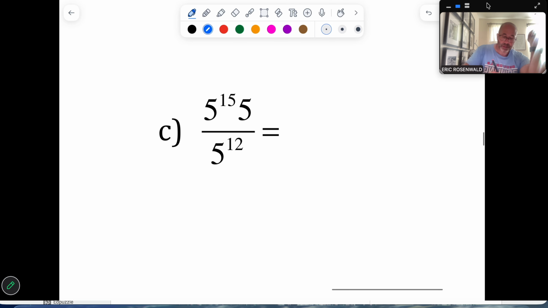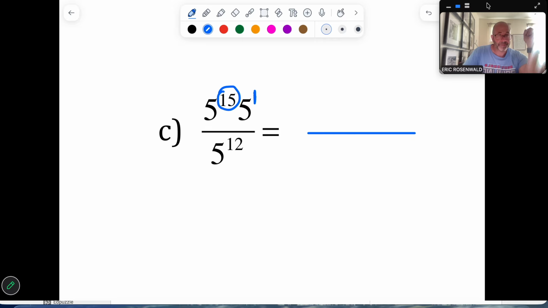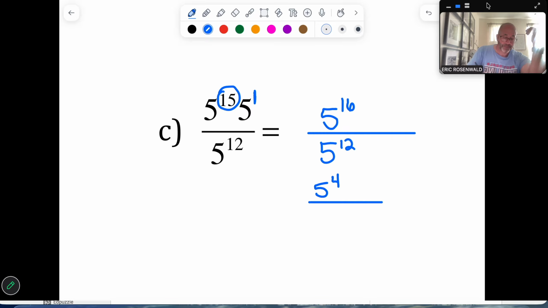Let's go ahead and look at this one. All right. When we look at what's on top here, there's 15 right here, but there's technically 1 more up here at this moment, right? So when we look at the 5s, there are a total of actually 16 5s on the top. And when we look at the bottom, there's 12 5s on the bottom. So now who wins this battle? Obviously the top has more, so it's going to win by 4. And there's nothing left on the bottom. That I can actually simplify. That's going to equal, 25 times 25, so 625.